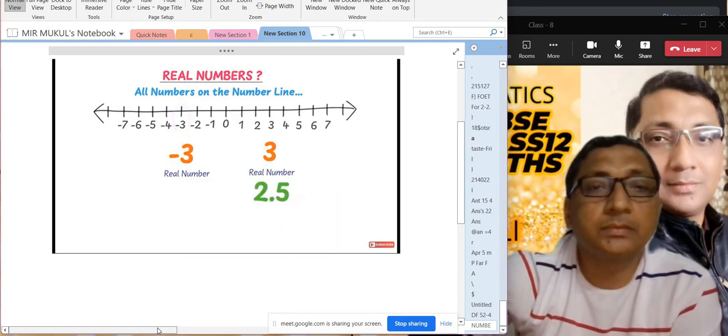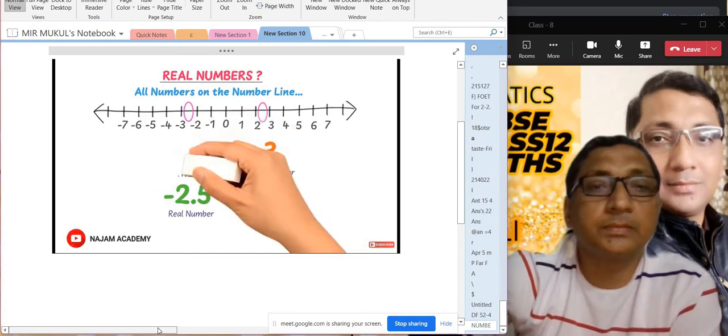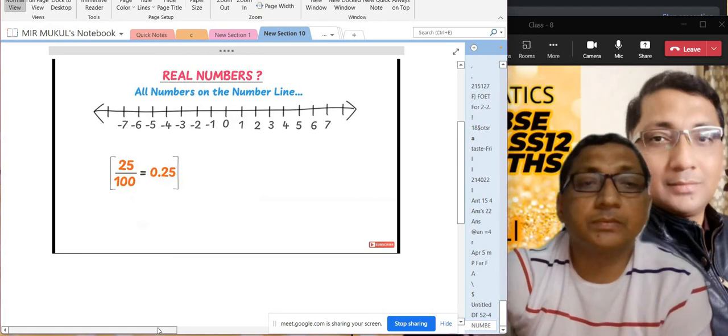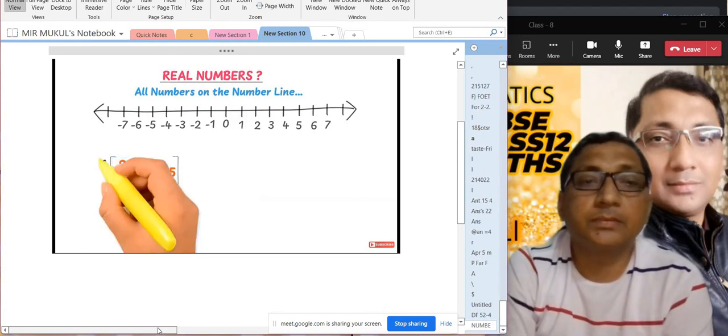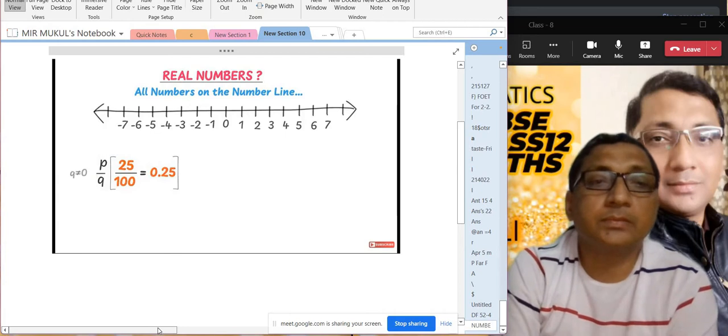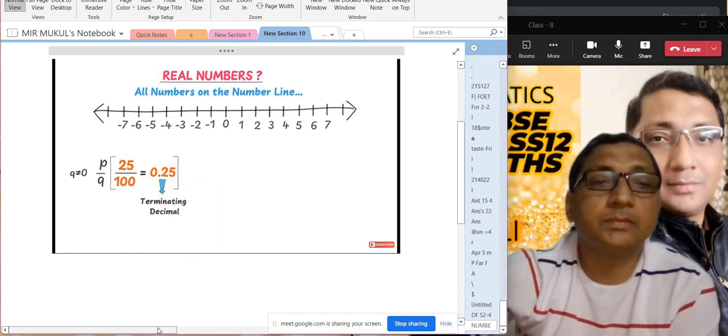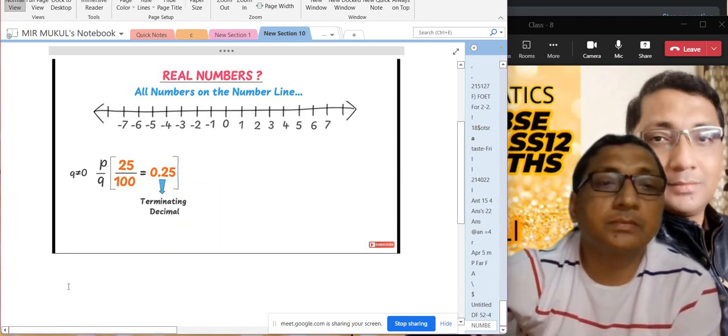Now what about 2.5 and -2.5? Well, they both are real numbers because we can spot them on a number line. Also, what about 25 by 100 or 0.25? Can you guess it? Well, 25 by 100 is in p by q form, where q isn't equal to 0, and 0.25 is an example of a terminating decimal. Now, what is a terminating decimal? A decimal which has a finite number of digits.